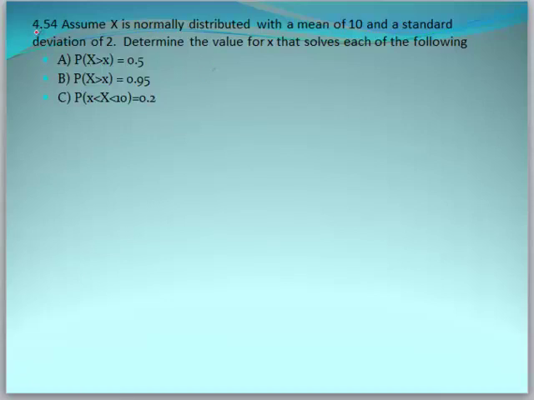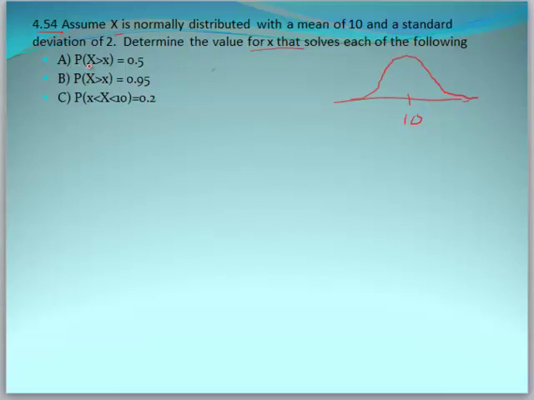Now for this problem, 4.54, we're going to assume that x is normally distributed. Okay, so we've got our usual normal curve, my usual bad drawing, with a mean of 10. So here's our mean, standard deviation of 2. So determine the value of x that solves for each of the following.